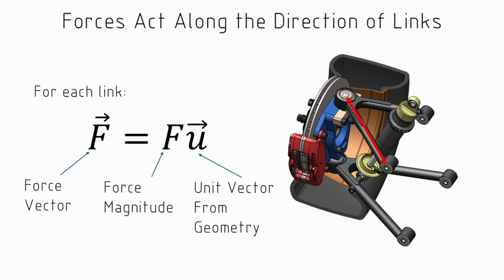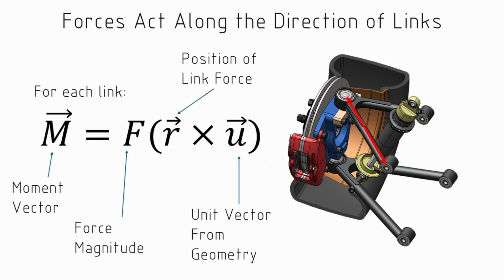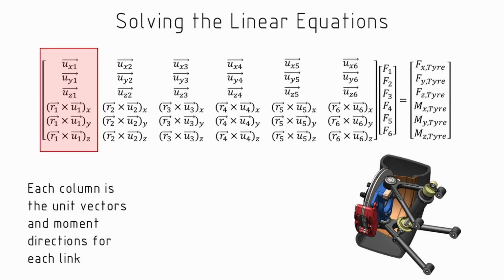And we also know the direction of the moments created by those links, which is just their positions cross product with the unit vector. So for each of the links, we will have the unit vector x, y, z components and the moment direction x, y, z components. And for those 6 links, we'll end up making a 6x6 matrix. If we multiply this matrix by the forces in the links, we will end up with the forces from the tyres and the moments from the tyres.